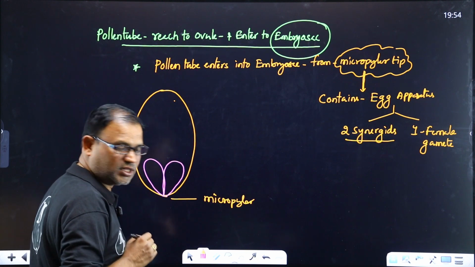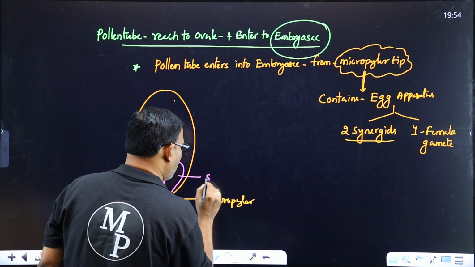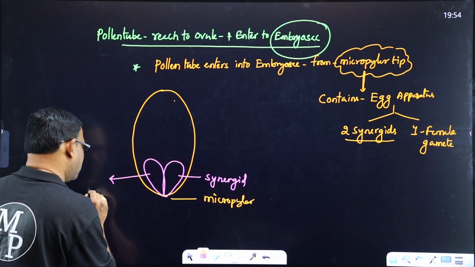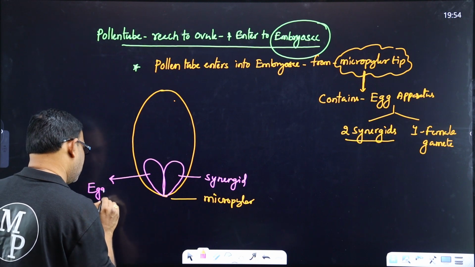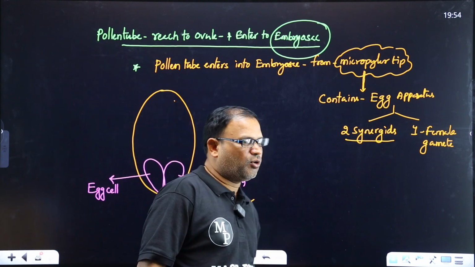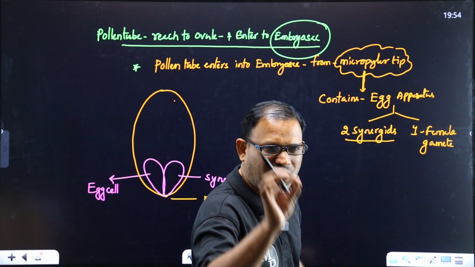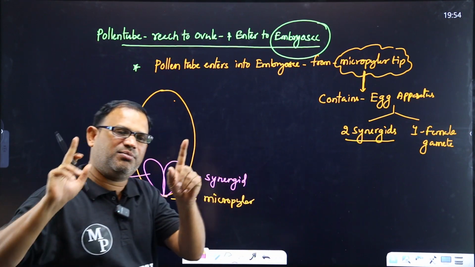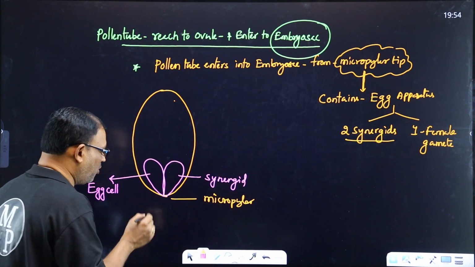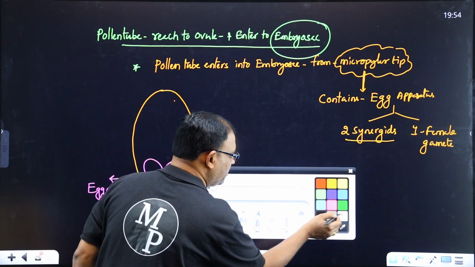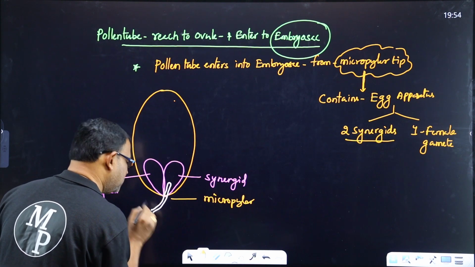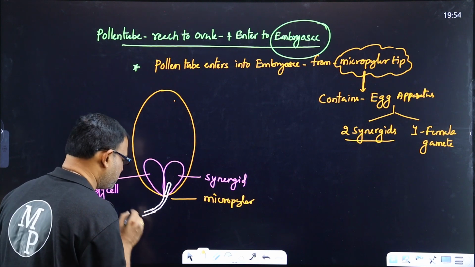This is a synergid cell. This is called a synergid. This one is the egg cell. One more synergid is also present, but only one of the synergids degenerates for the pollen tube to enter the embryo sac. See, the pollen tube enters the embryo sac through one of the synergids. This is the pollen tube, okay?